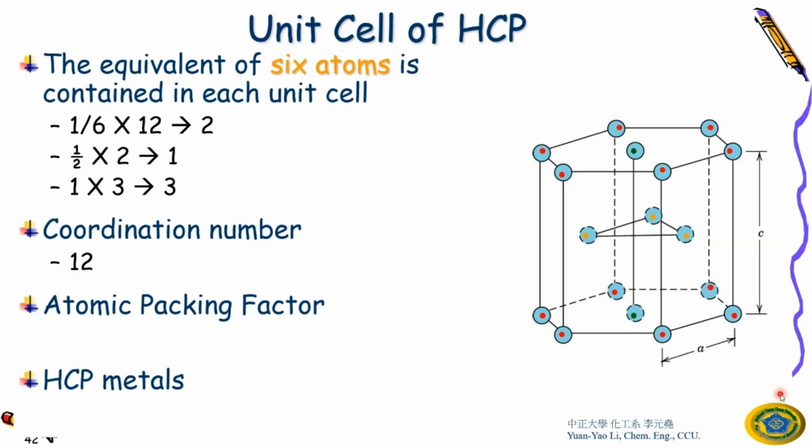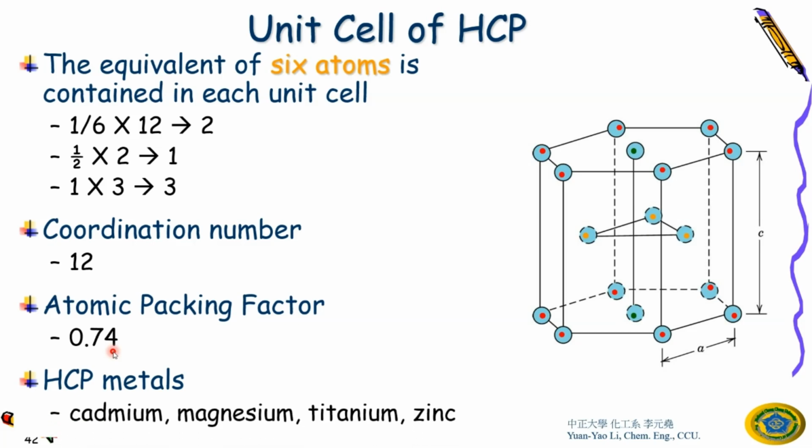How about the APF? The APF is a little bit complicated to calculate, so I will directly tell you the answer is 0.74, or 74%. You might say, wow, Professor, this is the same percentage as the FCC. That's correct, because the only difference between FCC and HCP is the packing sequence, and nothing more.